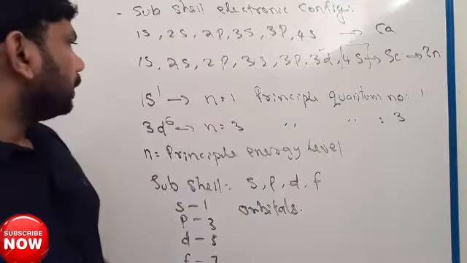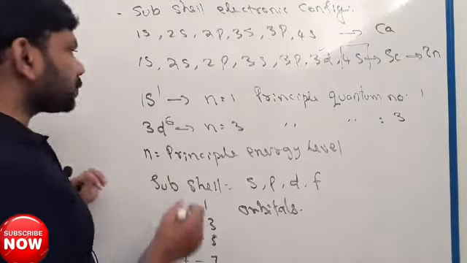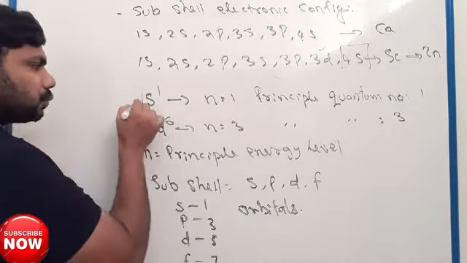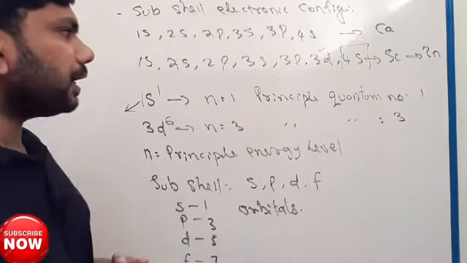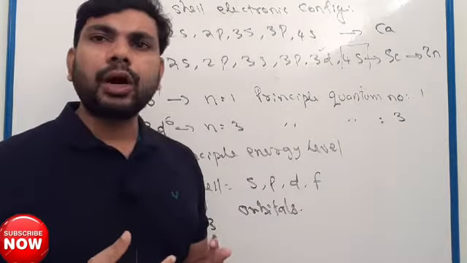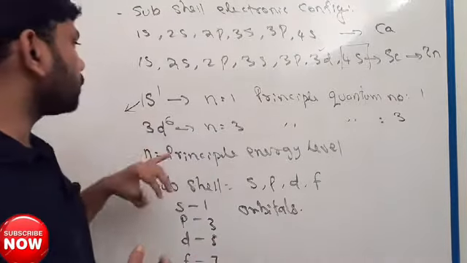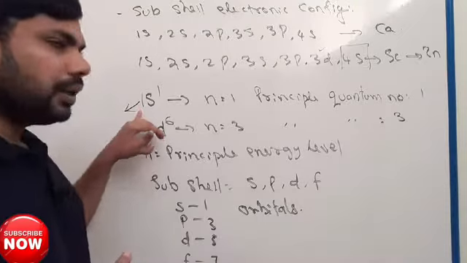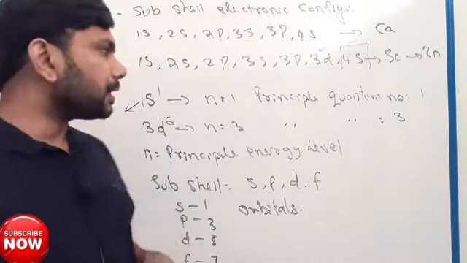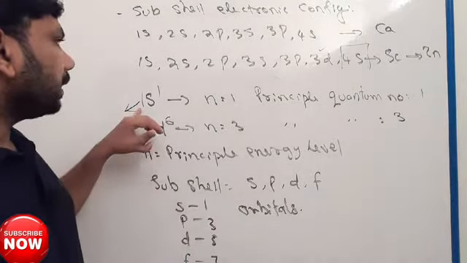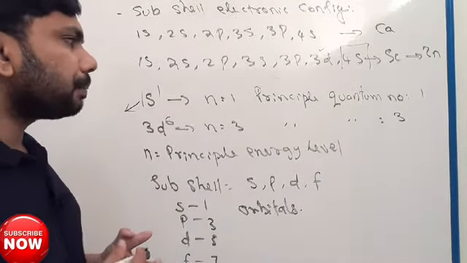Clear? Here in 1s1, the 1 represents the principal energy shell or principal quantum number. Here n is equal to 1. We know there are four different types of quantum numbers. The 1 represents the principal quantum number.